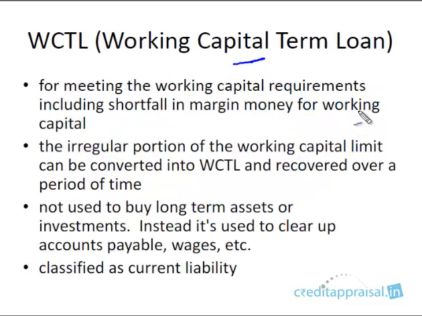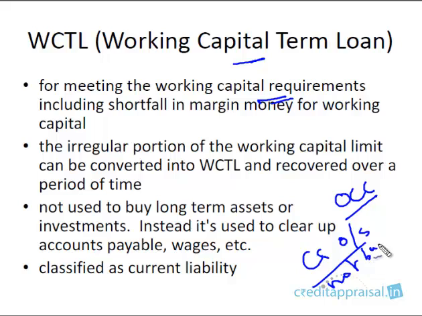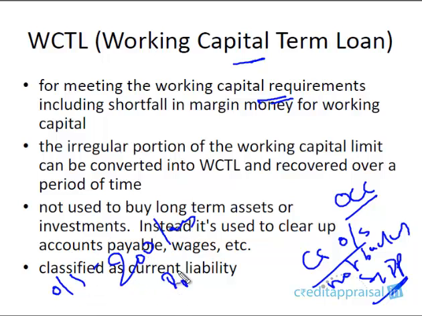Then we can have a facility called working capital term loan. Also a facility for meeting working capital requirement, including shortfall in margin money for working capital. Where we actually come across these sort of facilities is when the company is availing, say, a CC limit, and the actual CC outstanding is not backed by DP. Usually in those situations you see WCTL, right? So what banks do is they convert that irregular portion. Say for example the outstanding is 200 lakhs, and say the DP is only 150. We'll see what DP is when we come to it.